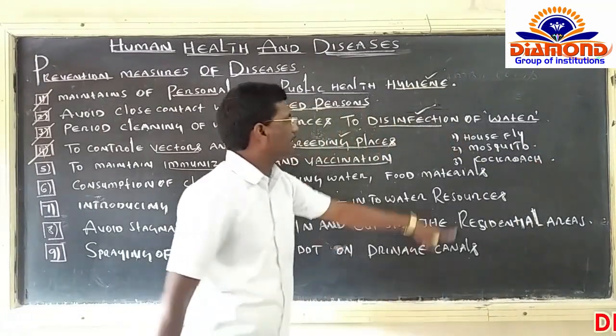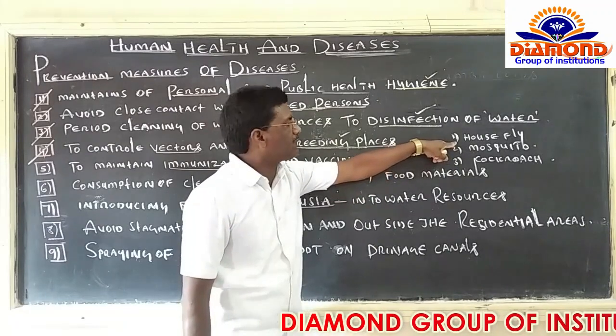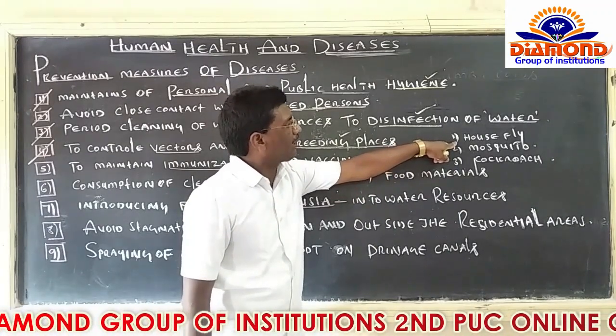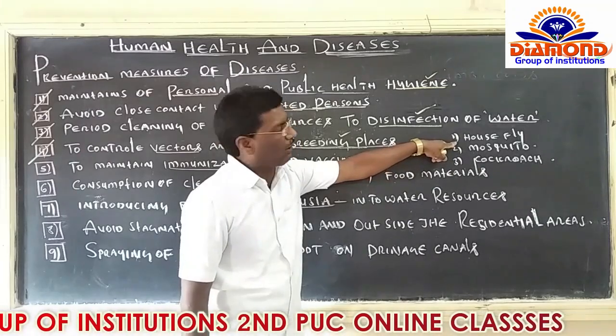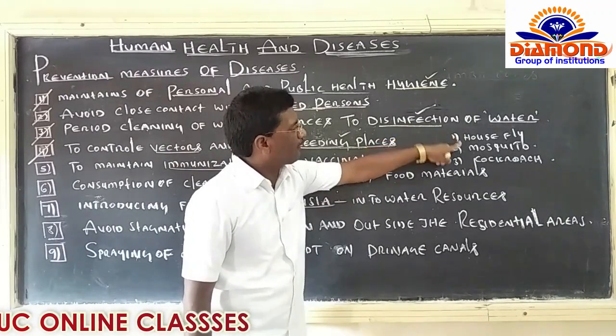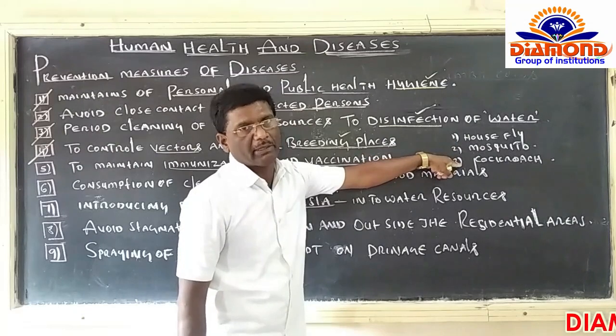These three are called simply vectors. What is the basic function of the vectors? These vectors can easily transmit disease-causing bacteria or viruses. So first of all, we have to control the houseflies, mosquitoes, and cockroaches by using some chemical substances.